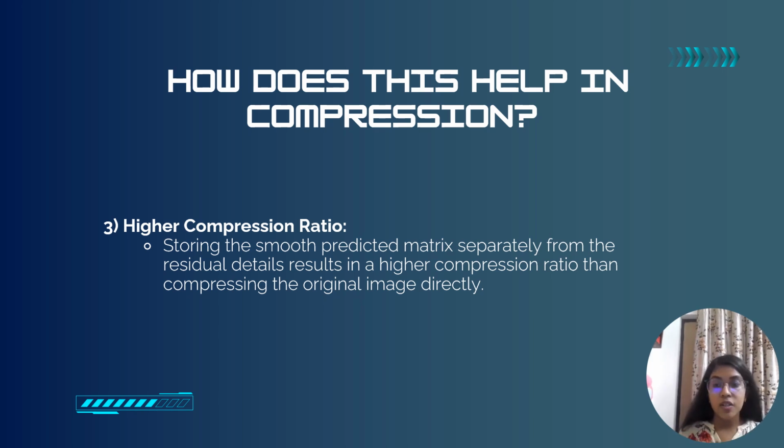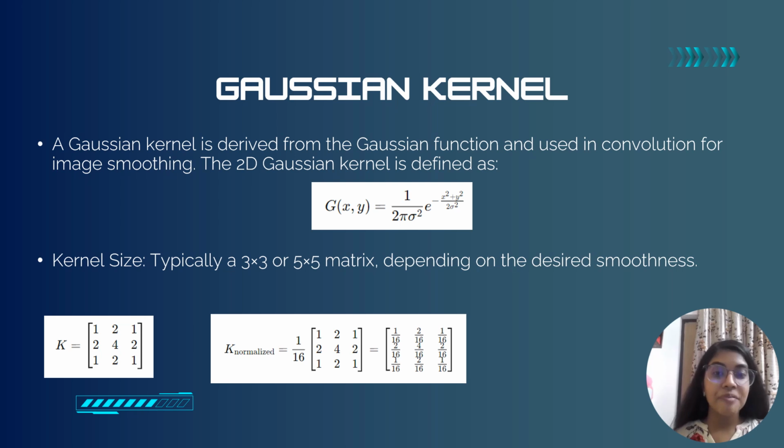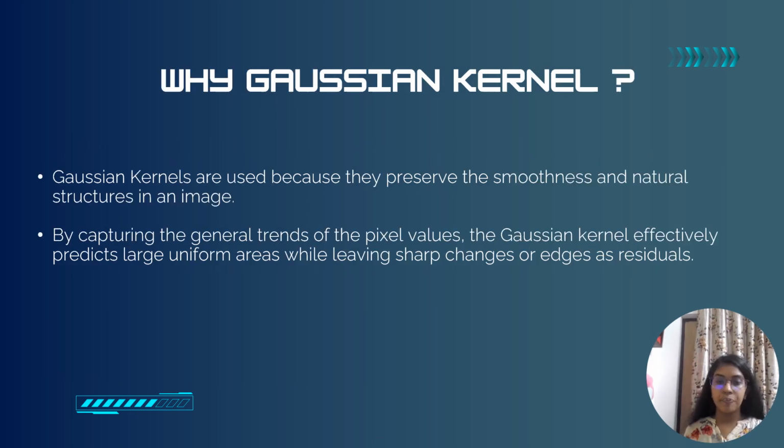compressing the original image. Now, in this presentation, we'll use the Gaussian kernel, which is obtained from this Gaussian function, as you can see, and it is represented in the 2D matrix form as this. And it can also be normalized. So for normalization, we simply add all of the elements of this matrix, and then we divide it by that to obtain this normalized form of the Gaussian kernel.